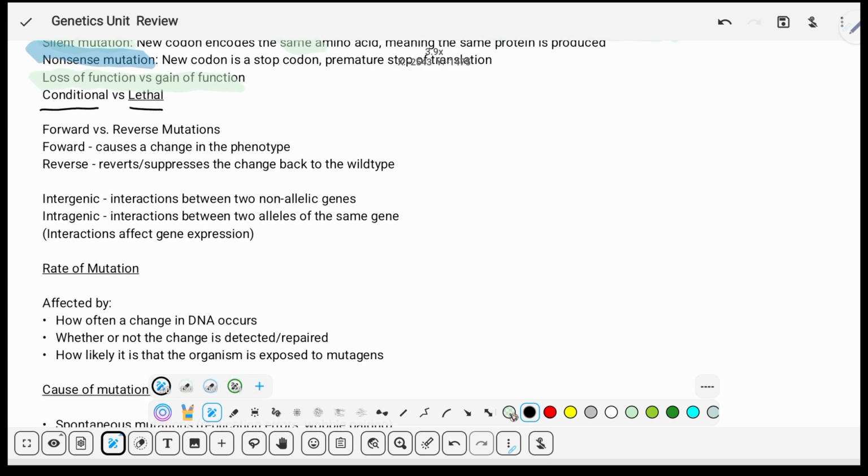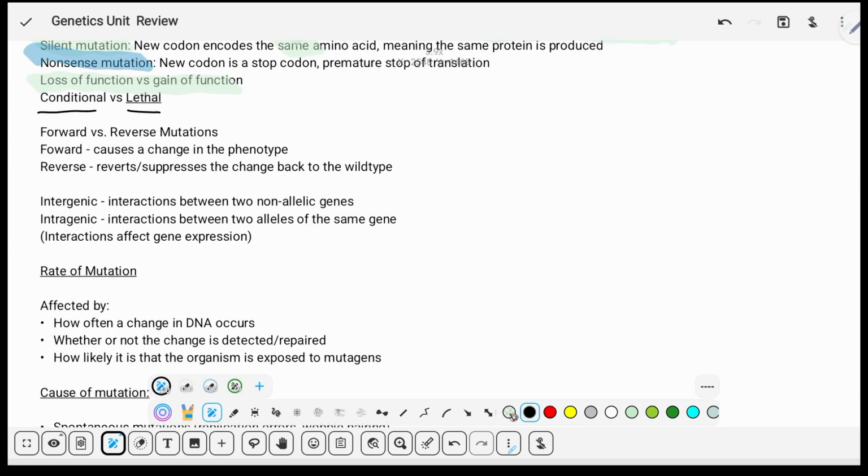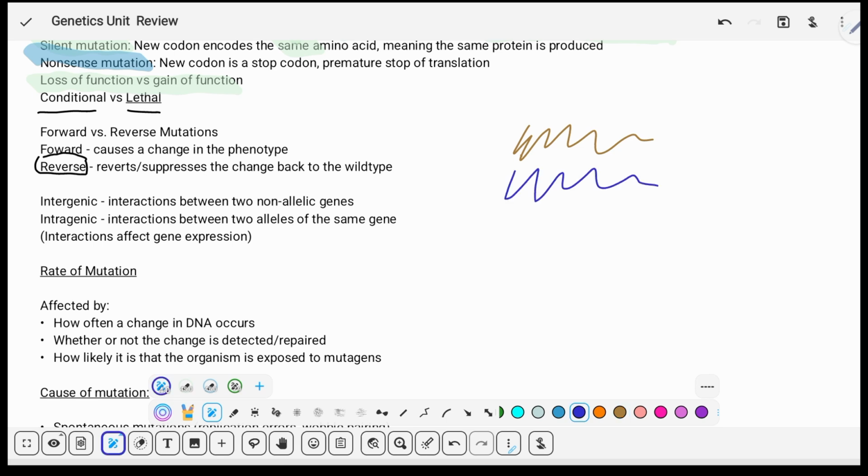There's also forward and reverse mutations. So, forward causes a change in the phenotype, and reverse assumes that you already have a mutated version of the gene, you're not in the wild type. So if the wild type is brown, and you have the mutation that turns your hair blue for some reason, then the reverse mutation would change this blue back into brown. But it really only works if you already have it mutated. Like you can't really turn brown back into brown.